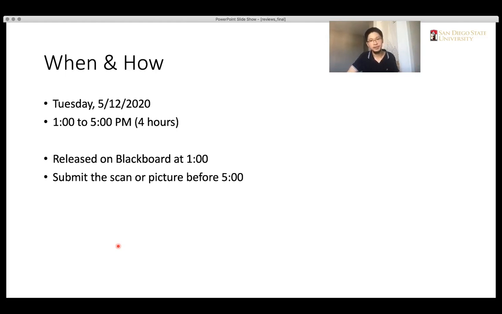It's basically a PDF file, and you download the file, you can print it, and on each page I left space for you to put in your answer. So you may not need additional papers, but it's okay if you do. And then all you need to do is to finish it within 4 hours and then submit the scan or picture before 5 o'clock to Blackboard.